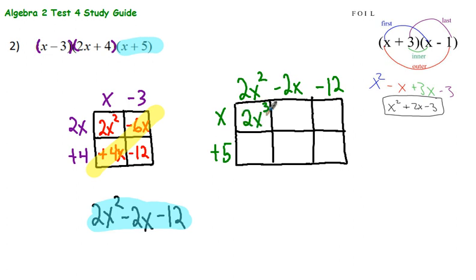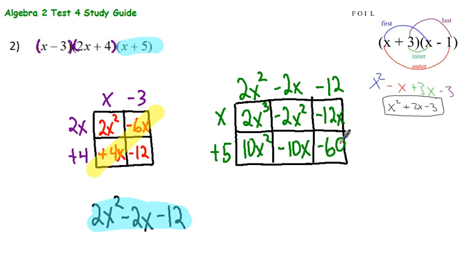So 2x cubed minus 2x squared minus 12x plus 10x squared. And you don't have to write the plus necessarily. I mean, if you know it's positive, you just leave it like that. That's okay too. And minus 10x and then minus 60.